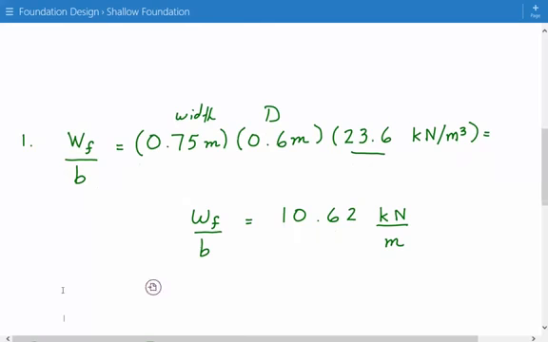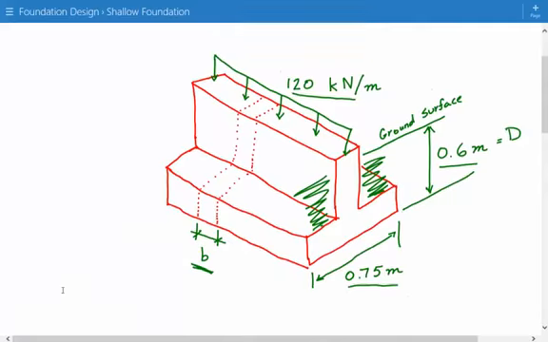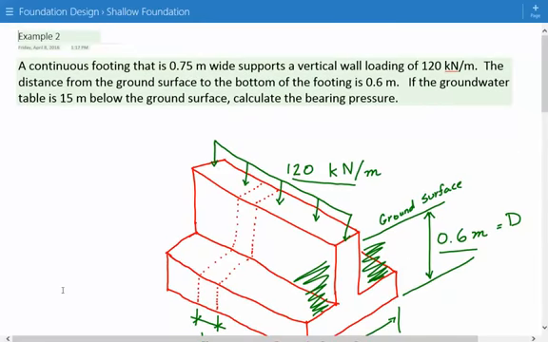Next, we consider the pore water pressure at the bottom of the foundation, and in this case it's going to be 0 because the distance from the ground surface to the water table is 15 meters, while the distance from the ground surface to the bottom of the foundation, which is D, is 0.6 meters. So whenever D is smaller than the distance from the ground surface to the water table, then the pore water pressure will be 0.